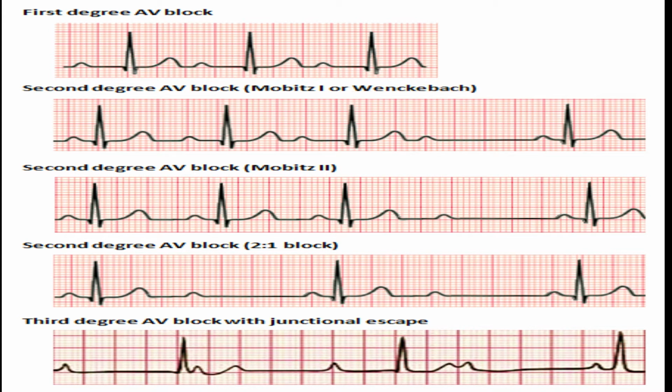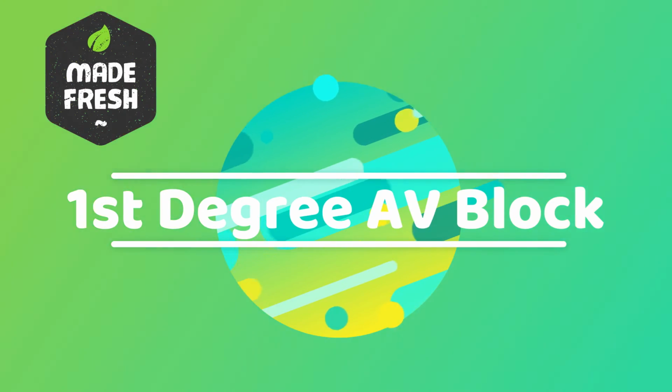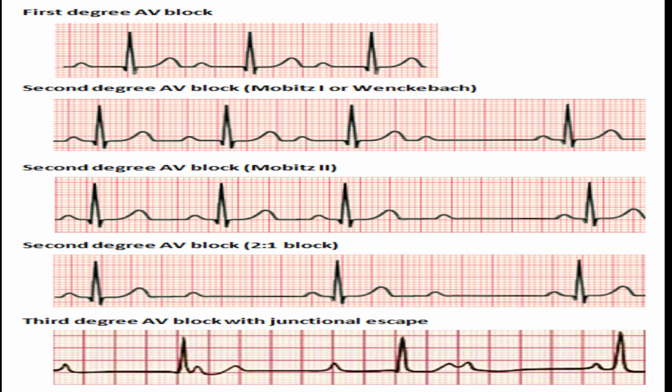Even in certain types of second degree AV block, you may require a permanent pacemaker so that the patient doesn't suffer from prolonged asystole, which can cause permanent brain damage and cause hypoxia to the organs. Having said that, let's start with the first degree AV block. First degree AV block is, we are looking at the PR interval.